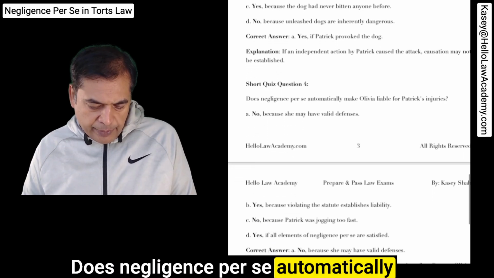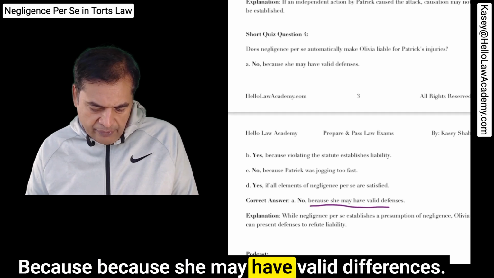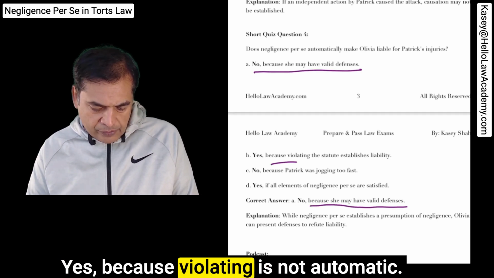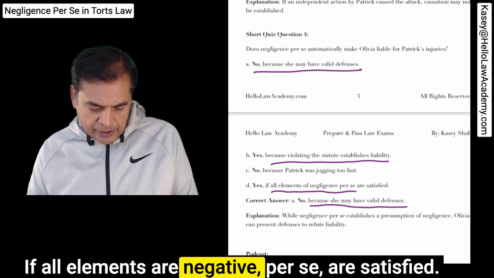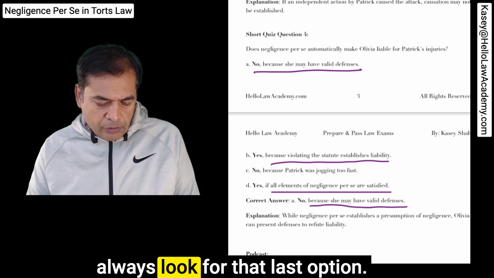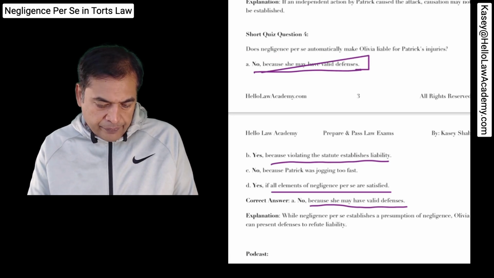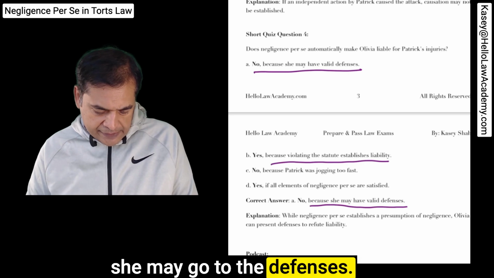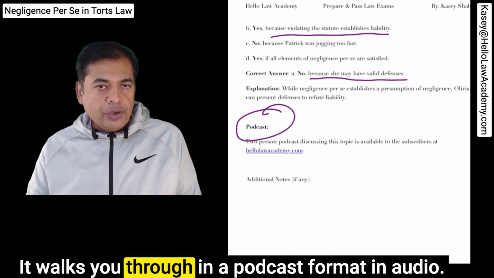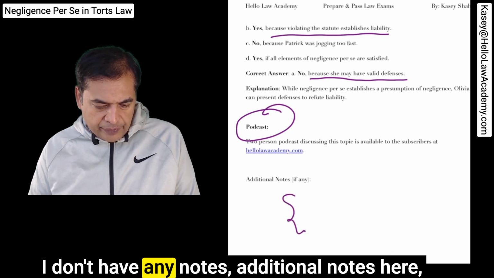Does negligence per se automatically make Olivia liable to Patrick? Not really, because she may have valid defenses. So let's say no, because she may have valid defenses. Yes, because violating is not automatic. Even when all elements of negligence per se are satisfied, there may be defenses. Always look for that last option. Defenses are still there. She may go to the defenses. I do have a 2-person podcast on this document. It walks you through in a podcast format in audio, so you can have that. I don't have any additional notes here.